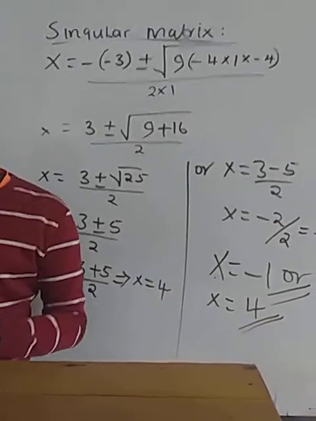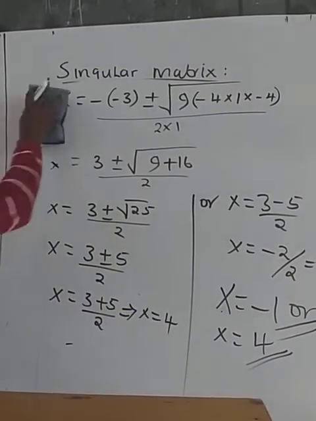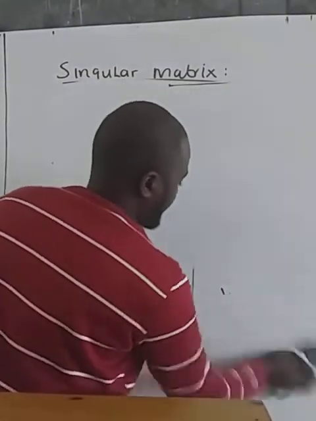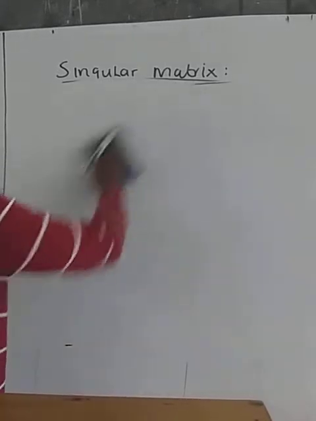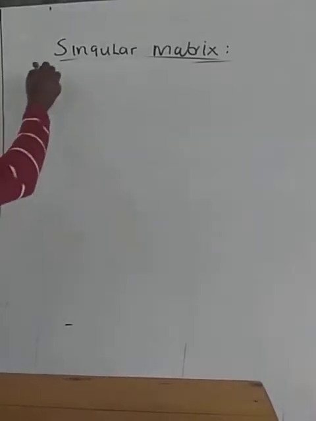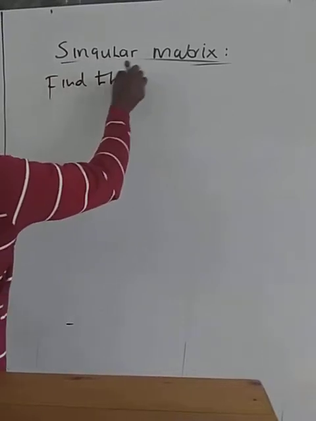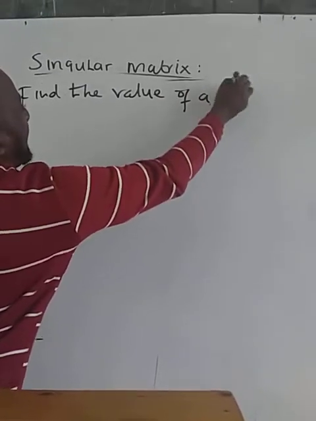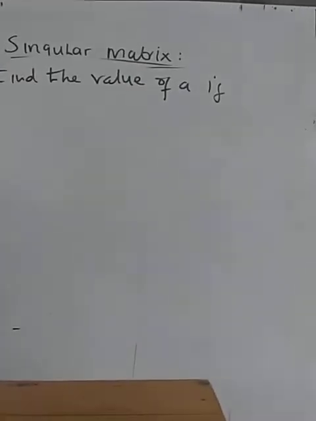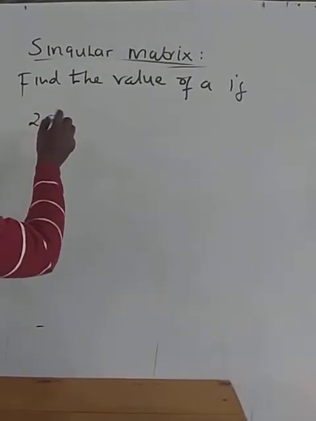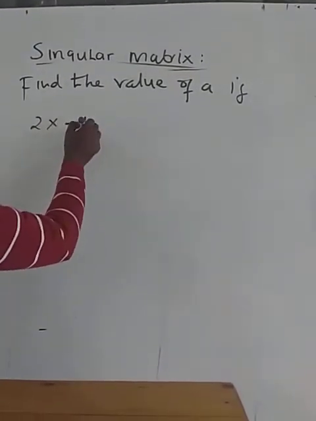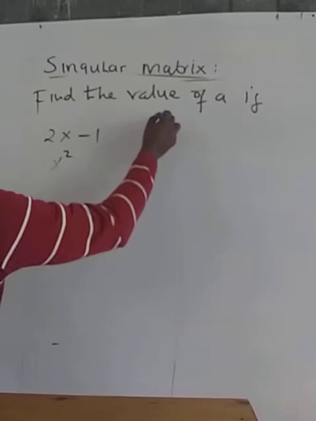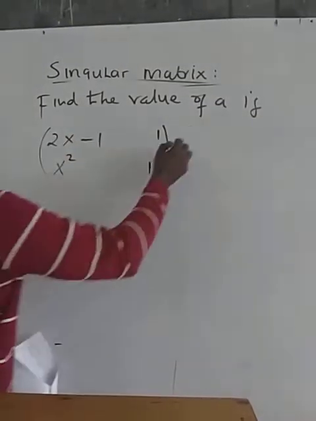The last example. It is similar to what we have done. Find the value of a, if the matrix with entries 2x minus 1, 1, x squared, 1 is a singular matrix.